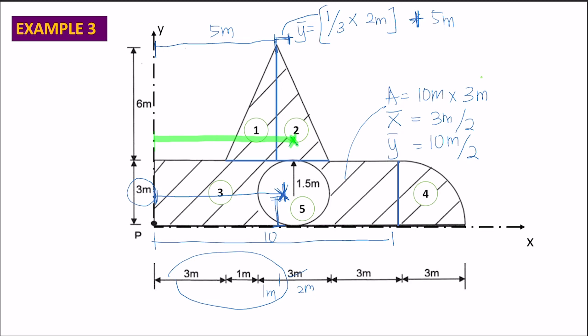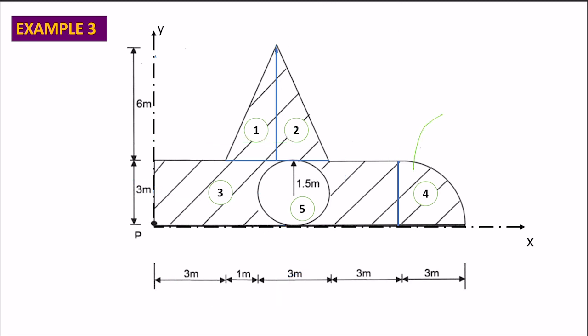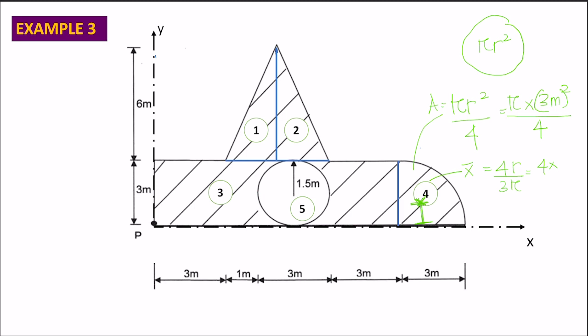For section number 4, this is quarter circle. The area for quarter circle is pi r square divide with 4. As you know, satu bulatan ni area dia pi r square. So kalau quarter you bahagilah dengan 4. So you kira the area. So pi times 3 meter power of 2 divide with 4. That is the area. For the x bar, distance from the centroid of the quarter circle to x-axis. Formula untuk quarter circle x bar adalah 4r bahagi dengan 3 pi. So 4 darab the radius which is 3 meter divide with 3 pi. So tak ada lagi any distance yang we have to add because dah sampai x-axis.